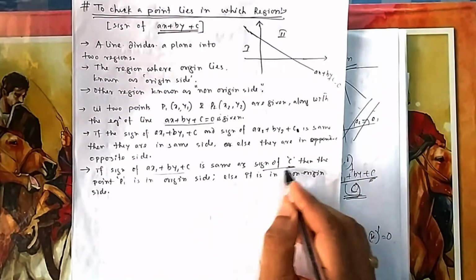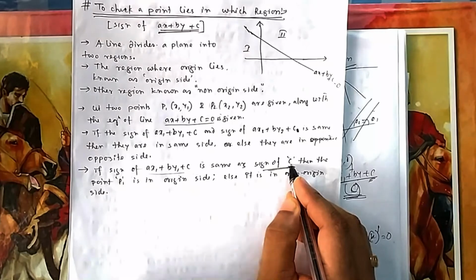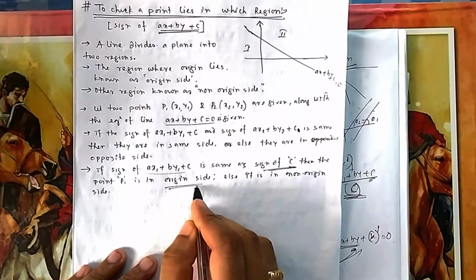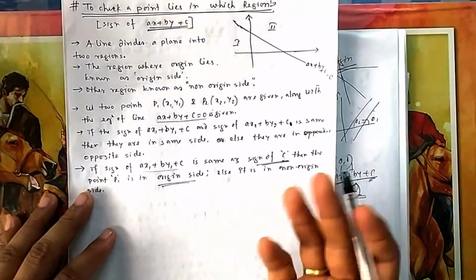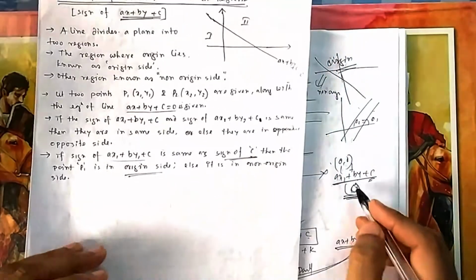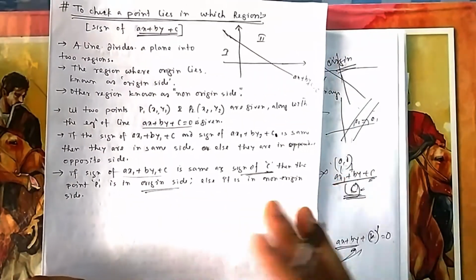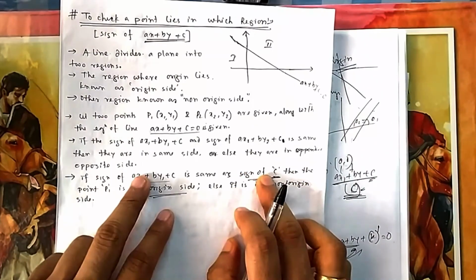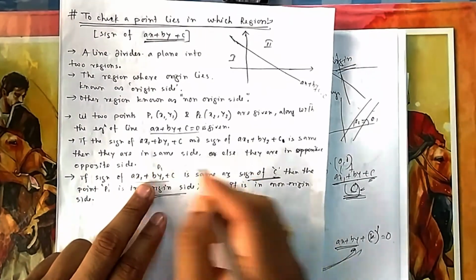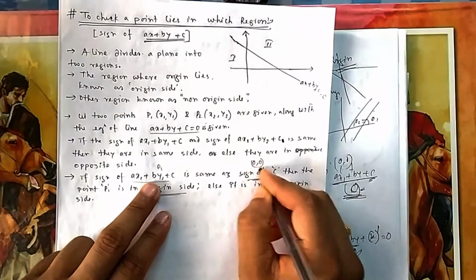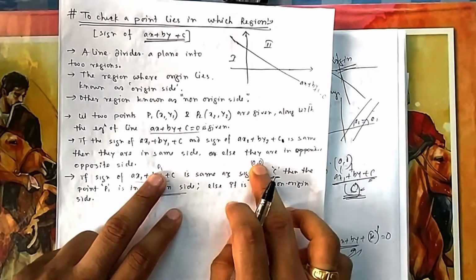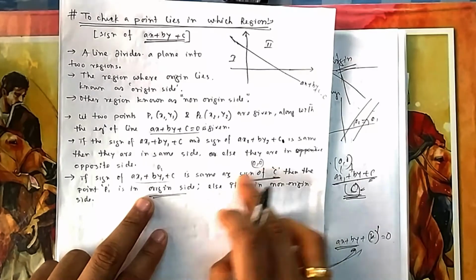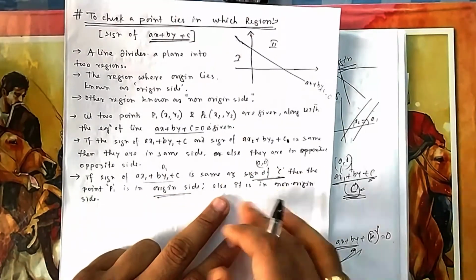So if it has the same sign as c, then they are on the origin side. If they do not have the same sign as c, then they are on the opposite side. And why the sign of c? Because the sign of c indicates the origin. The sign of c is nothing but you are checking with the origin. So you are checking with the point; of the two, one is P1 and the other is the origin (0, 0). If both have the same sign, then they are on the origin side, where this point is. If they are not the same, then they are on the opposite side.